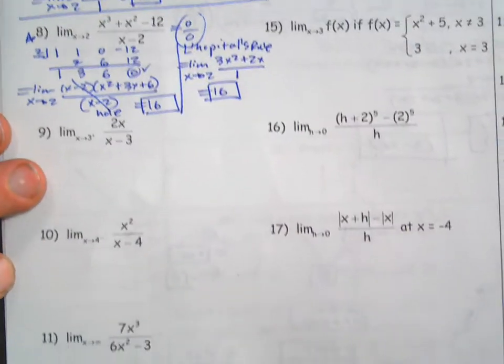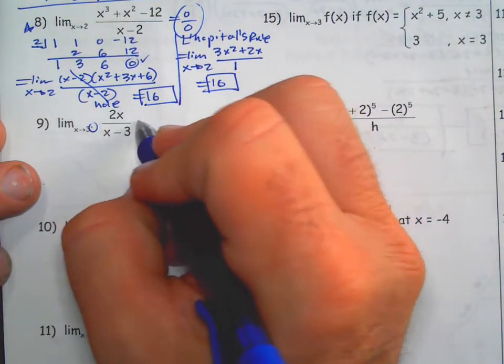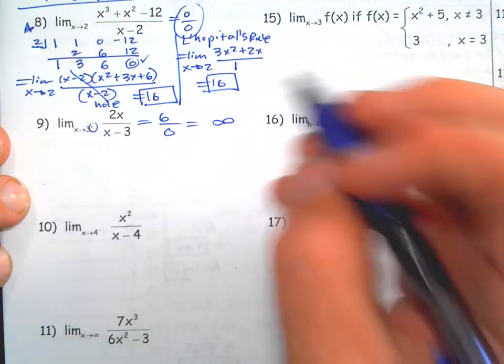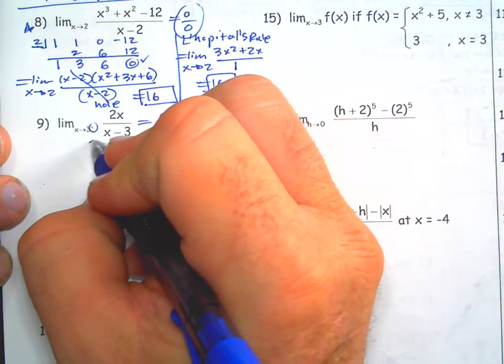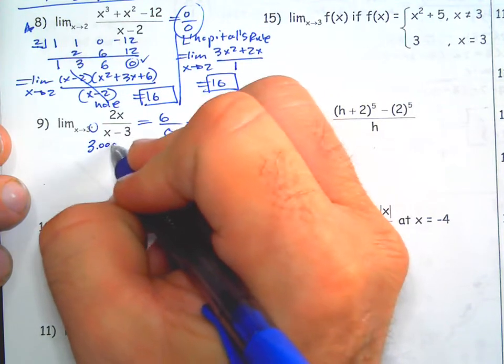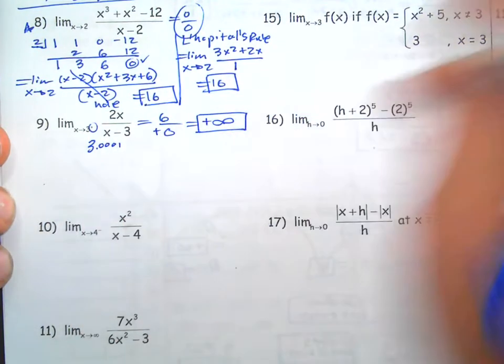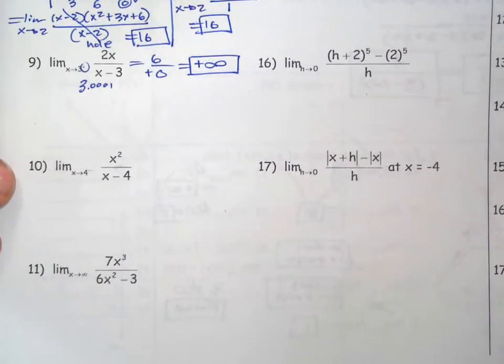Okay, next one. We're approaching 3 from the right side. If we just plug 3 in, we get 6 over 0, which means we're going to get some kind of infinity. Is it positive or negative, though? We're approaching 3 from the right, so it's like 3.0001. So that's a positive small quantity, so that's positive infinity. That's the work you could show.